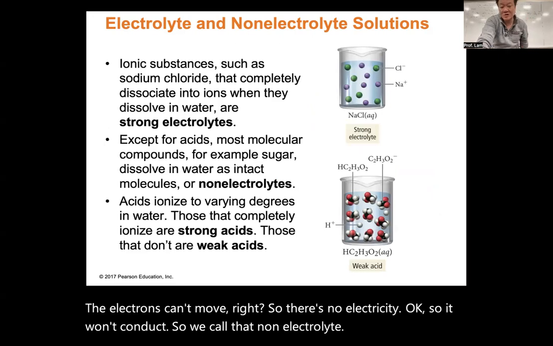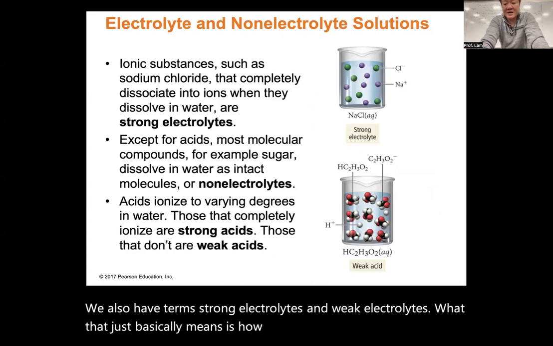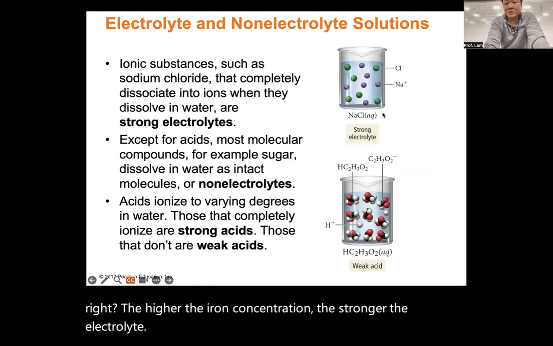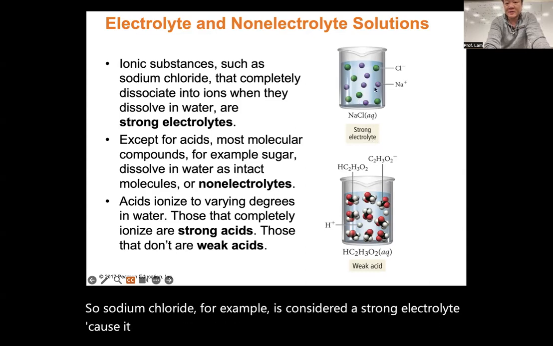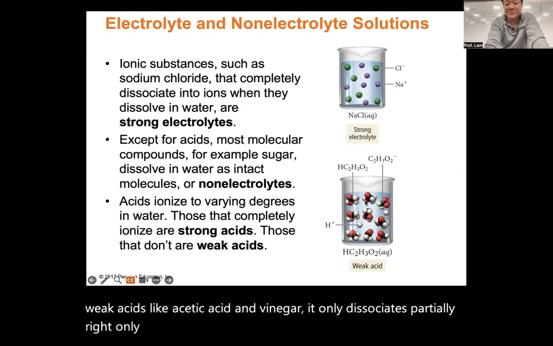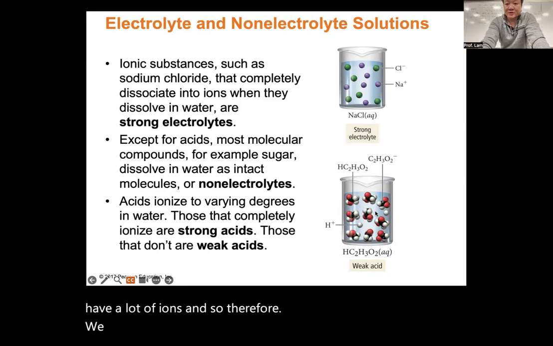We also have terms like strong electrolytes and weak electrolytes. What that basically means is how many ions are in there. The higher the ion concentration, the stronger the electrolyte. So sodium chloride, for example, is considered a strong electrolyte because it dissociates completely and gives a lot of ions. Whereas weak acids, like acetic acid in vinegar, only dissociate partially. Only a small percentage of it dissociates, so it doesn't have a lot of ions. And therefore, we call this a weak electrolyte.